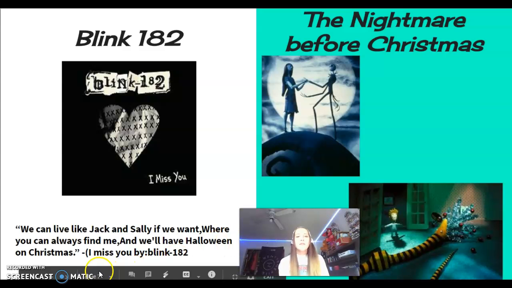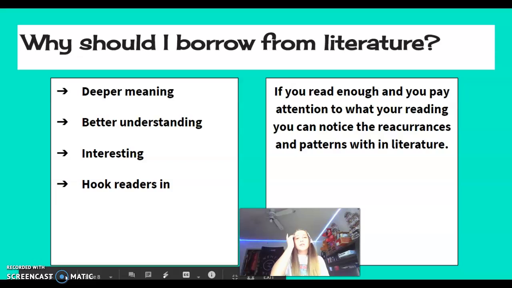There's also references between movies and movies and books and books. Like I said, it doesn't have to be a song in a book or a book in a movie. The reason that I feel you should use literature is because it gives you a deeper meaning and it helps you to further understand the text.